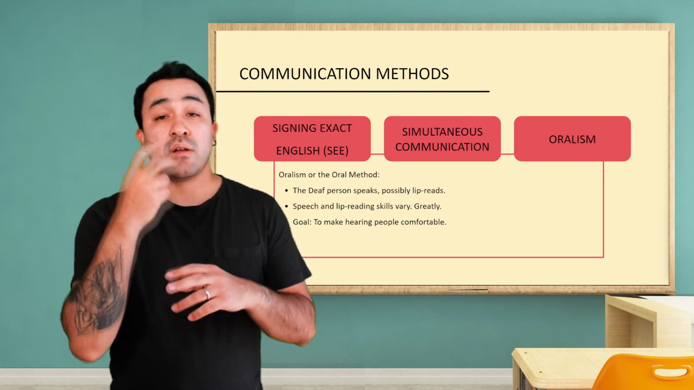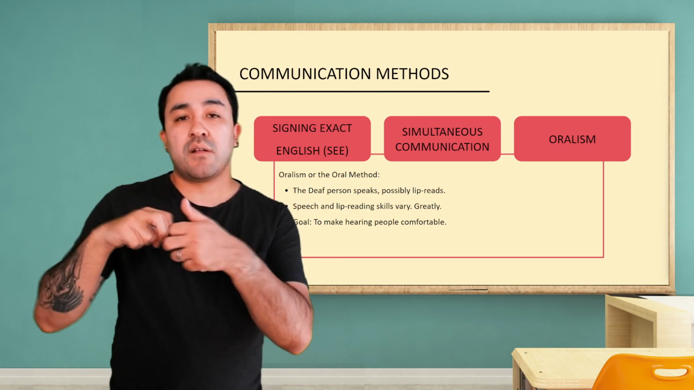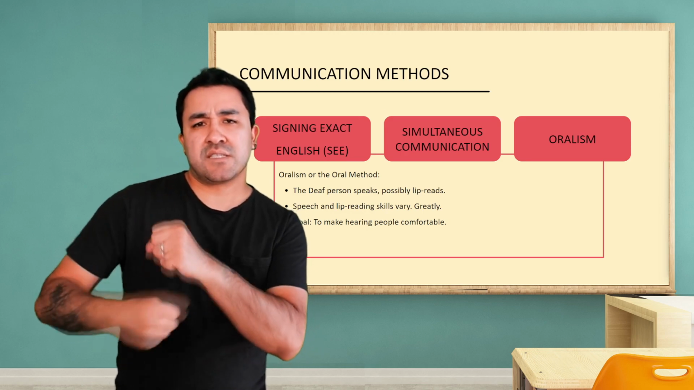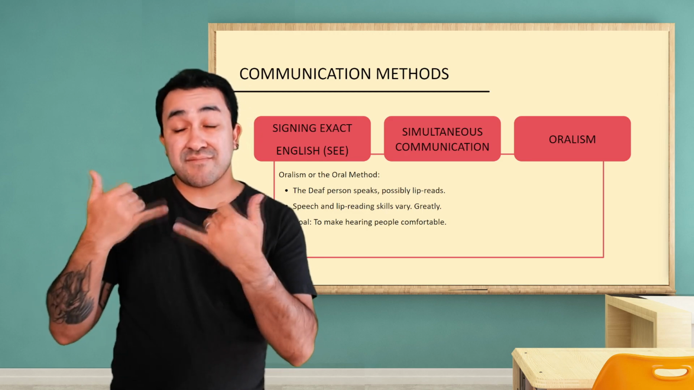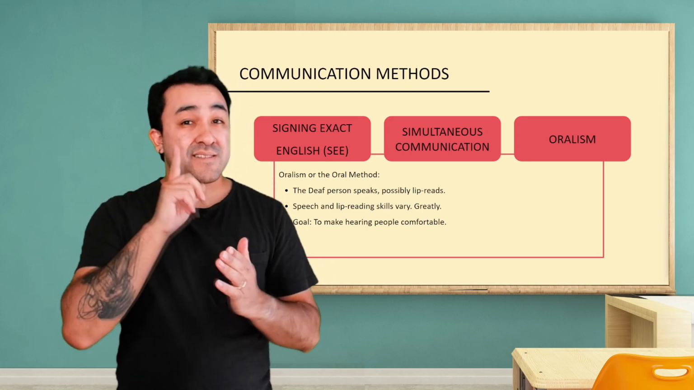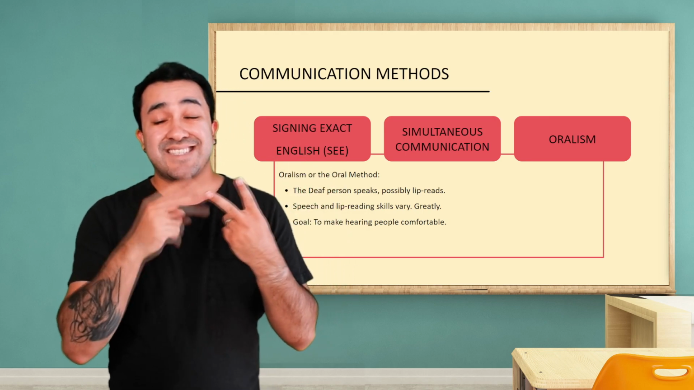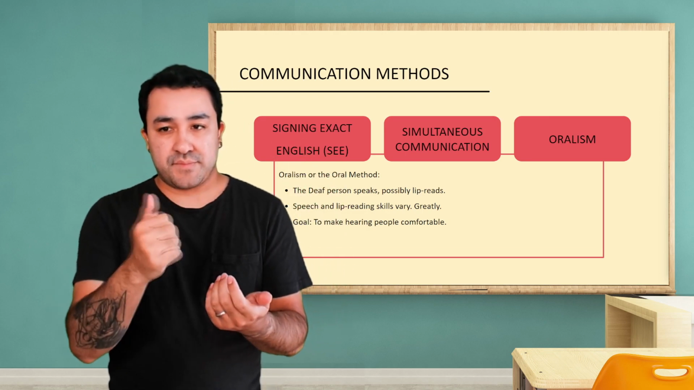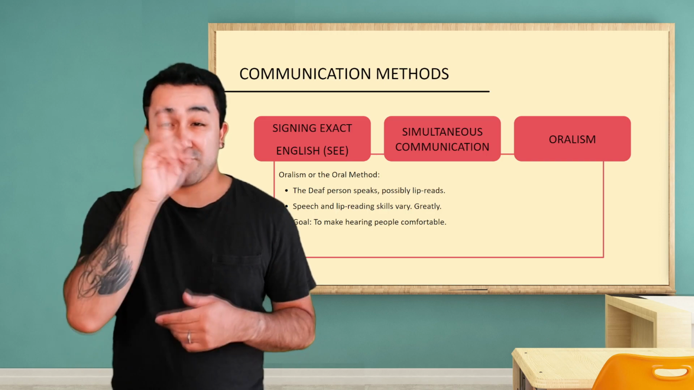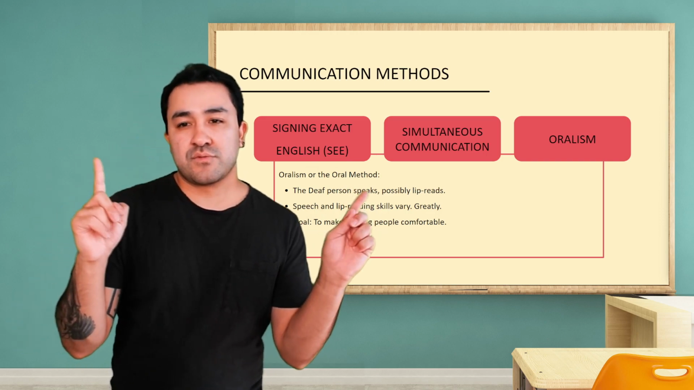Oralism, also known as the oral method, is when a deaf person speaks and lip reads. It is a problematic method of communication to learn and requires years of speech therapy. In addition, lip reading is not an exact science and many possible barriers may appear.